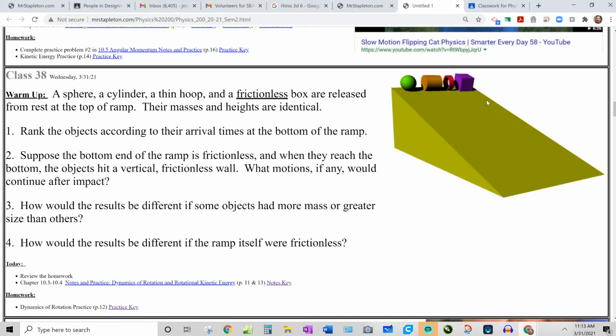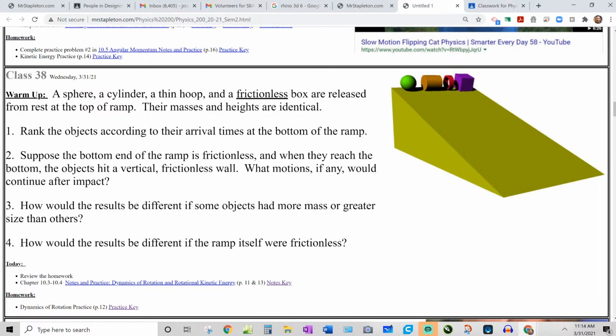No friction in the ramp. I'd like somebody to answer that. What do you think would happen if we got rid of all the friction? Which one would get to the bottom first? Well, how would things be different? Max, are you raising your hand, or is it still up from an earlier time? It's still up, but I think I know the answer. What do you think? They would all be the same, right?